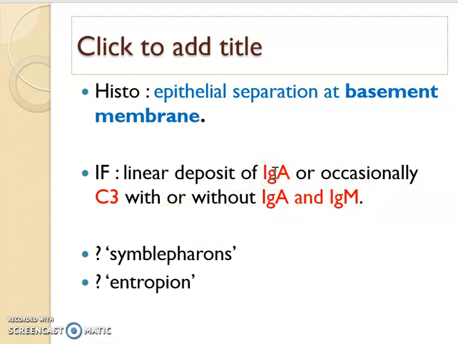How do we know IgA, IgM, C3? It's actually when we stain the immunofluorescent slides, we have a panel of IgA, IgM, C3. So we look at which slide has a positive fluorescence. By doing that, we can determine the diagnosis of the lesion. And please look into the meaning or definition of symblepharon and ectropion. This part here, right?